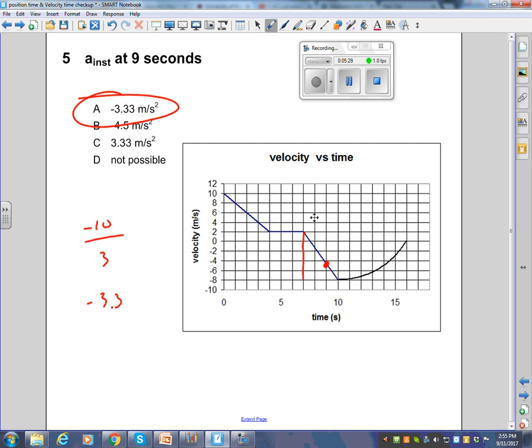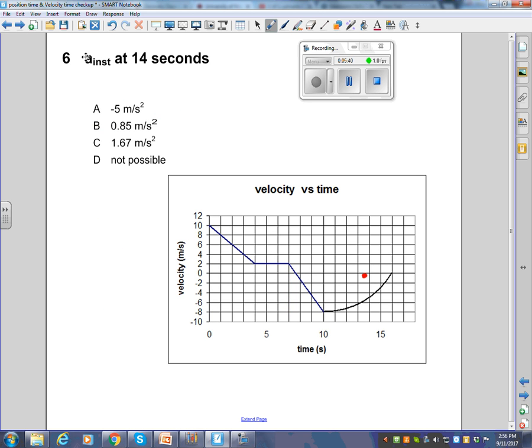Well, yeah, if you're looking at this, even if you don't know, there's only one of those that's negative, right? You don't even have to do the work. True. Instant, 14 seconds.